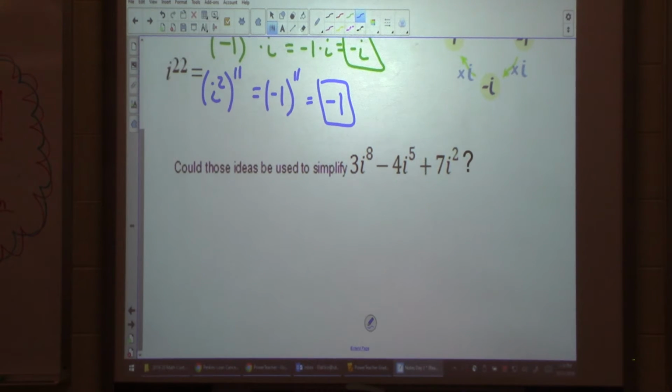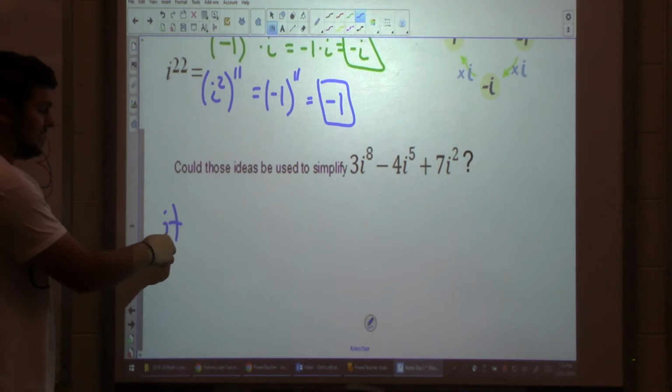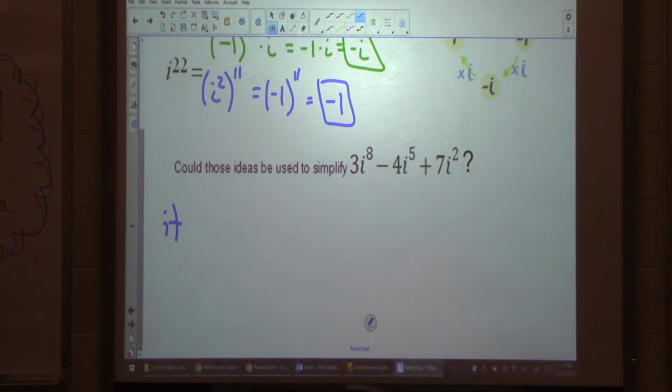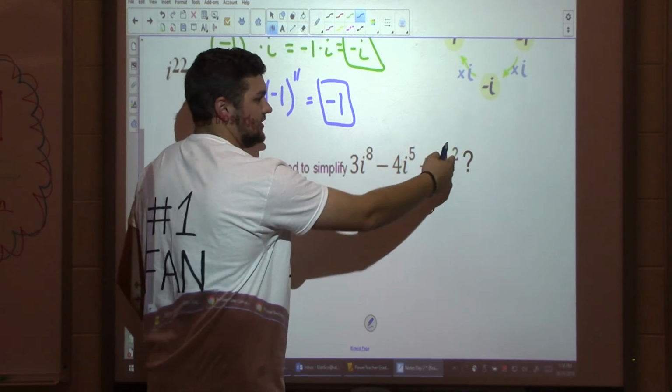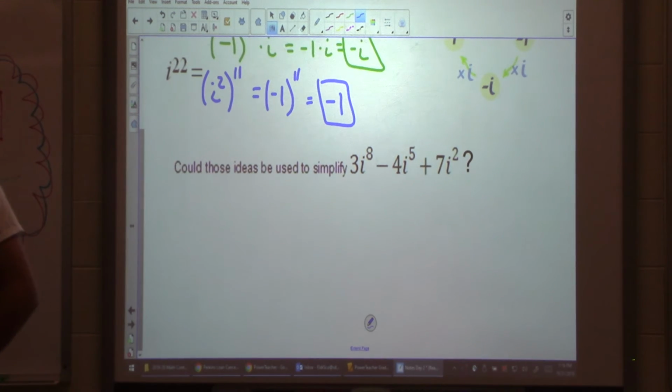How? You find it. Find what? I like it. The i to the a, can figure out what the i is. Perfect. Yeah. Take each of these i values, figure out what they equal, and then plug them back in.